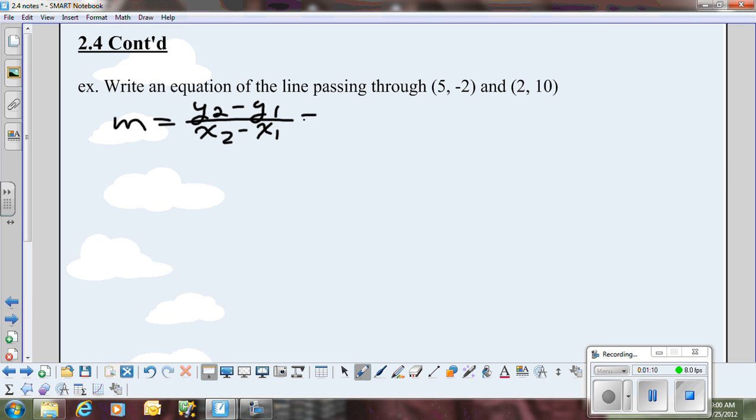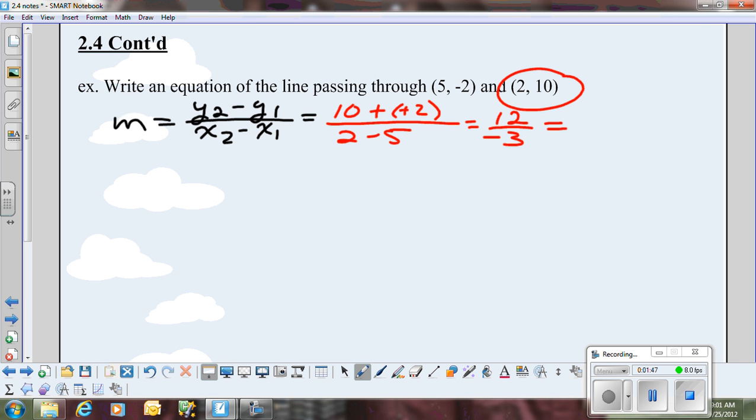So, now you have to choose one of those to go first. It really doesn't matter which one's going to go first. What one do you want to go first? The one with 10? Okay. So, y2 is going to be 10. y1 will be a -2. Now we look at our x values. 2 minus 5. These are positive, since a minus makes a plus. I get 12 over a -3. What is my slope? -4.